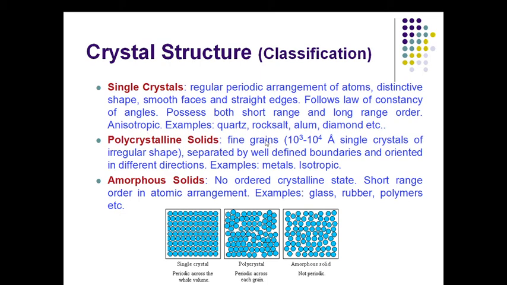Polycrystalline solids, the example being metals, are nothing but a collection of such single crystals of irregular shapes of size 10 to the power 3 to 10 to the power 4 angstroms. They are all arranged in different directions, and they are separated by definite boundary walls. Each single crystal of irregular shape of size 10 to the power 3 to 10 to the power 4 angstroms is called a grain. Therefore, a polycrystalline material is a collection of grains separated by well-defined boundary walls, oriented in different directions, and they are isotropic in nature. Isotropic means their properties are the same in all directions.